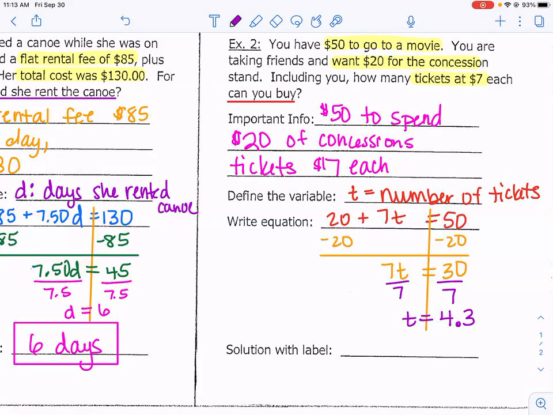Okay, so let's talk about it. I have a $50 bill. That'd be nice, right? I know I want $20 of concessions. How many tickets can I buy? So it might not add up to exactly 50. Does that make sense? We're going to have a couple dollars left over if we buy 4 tickets. I'm not buying 4.3 tickets. I'm buying 4 tickets, and it's just not going to add up to 50, and I'll have $2 left to put in my pocket.